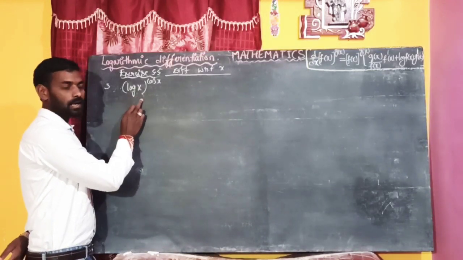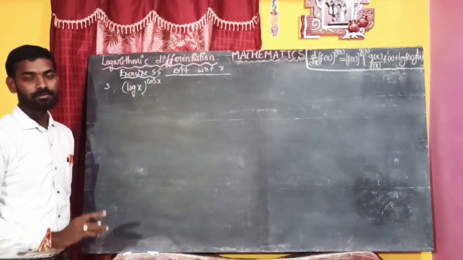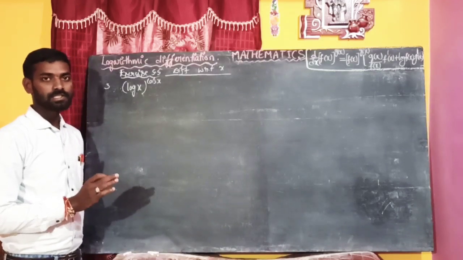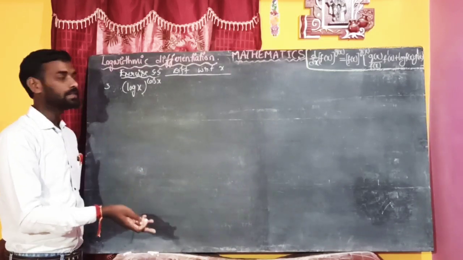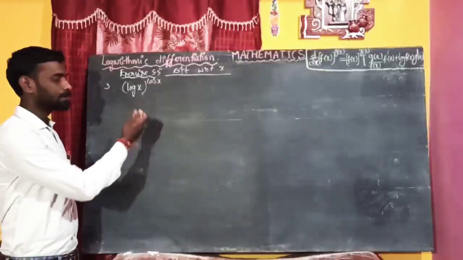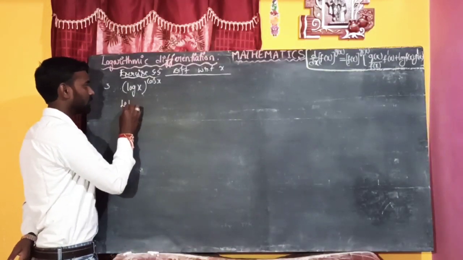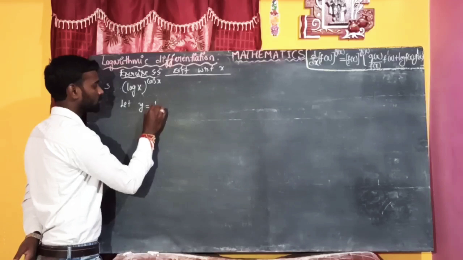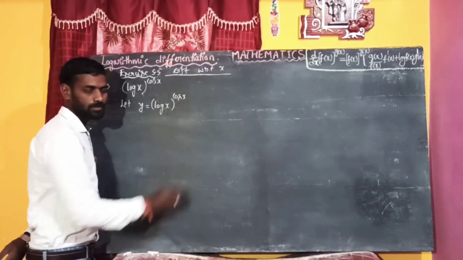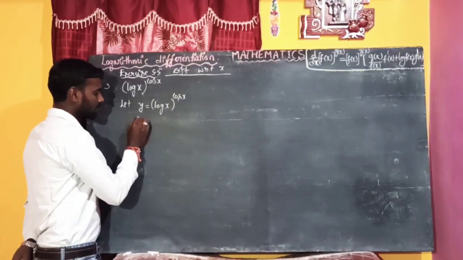If you see anywhere a function to the power of a function, and you must find the derivative of it, then use logarithmic differentiation. Then that becomes so much easier to differentiate. Let y be equal to log x all to the power of cos x. Now observe guys, here take log on both sides.